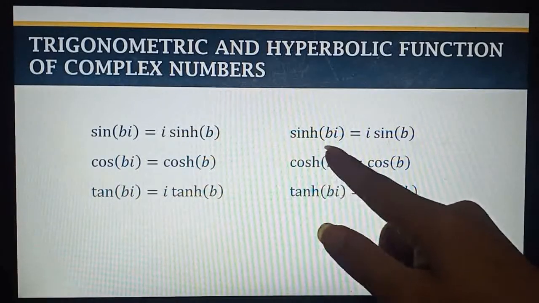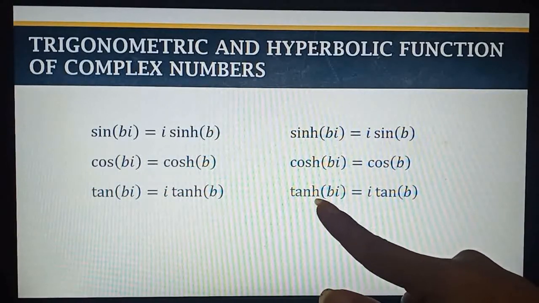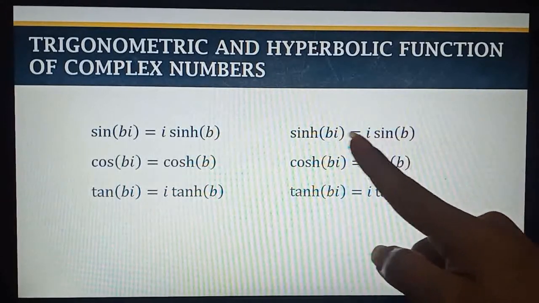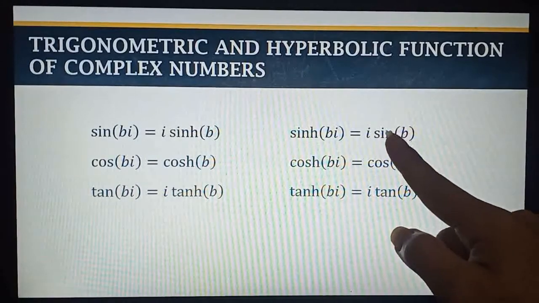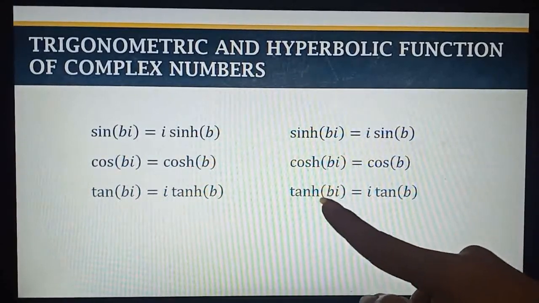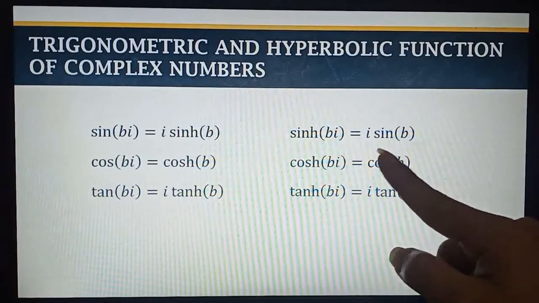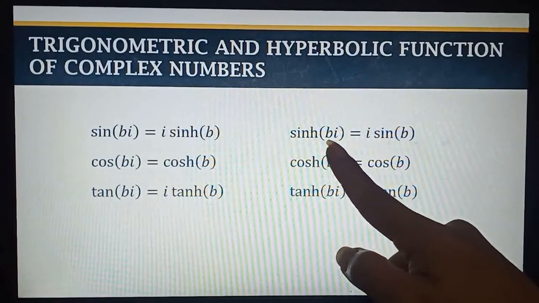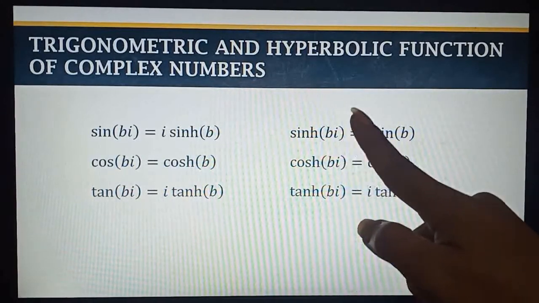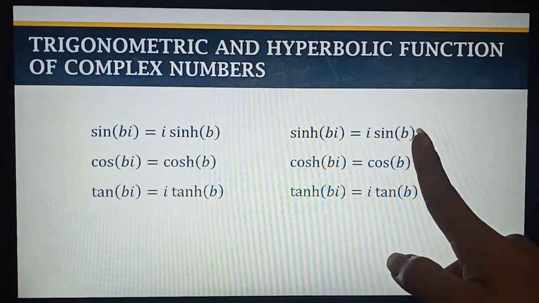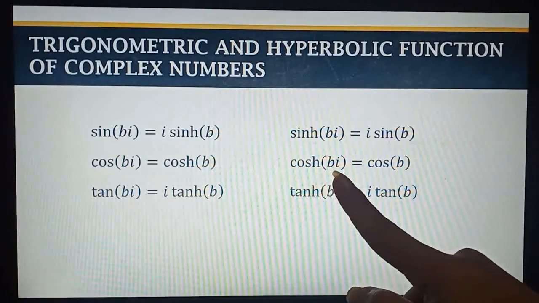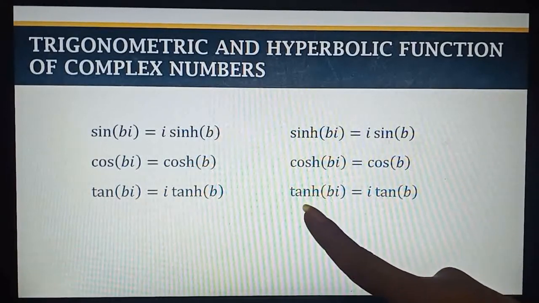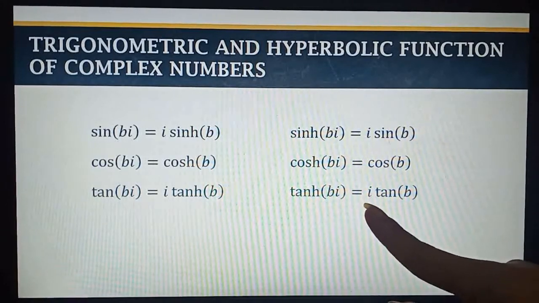Ngayon, pagdating naman sa hyperbolic function of a complex number, mababaliktad lang. Mapapalitan lang siya ngayon ng trigonometric function. Then, same nung kanina, ilalabas natin yung i pagka sine at tangent. Tapos, mawawala yung i pagdating kay cosine. So, for example, you have the hyperbolic sine of bi, that is equivalent to i times sine of b. Then the hyperbolic cosine of bi is equivalent to cosine of b. Then if you have the hyperbolic tangent of bi, that is equivalent to i times tangent of b.